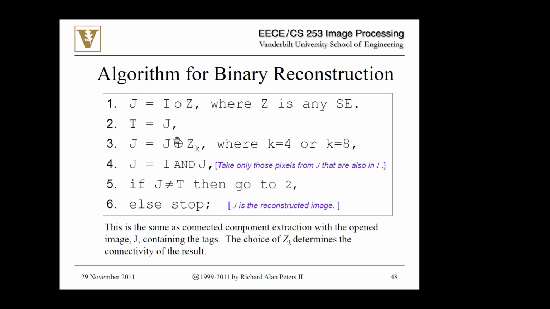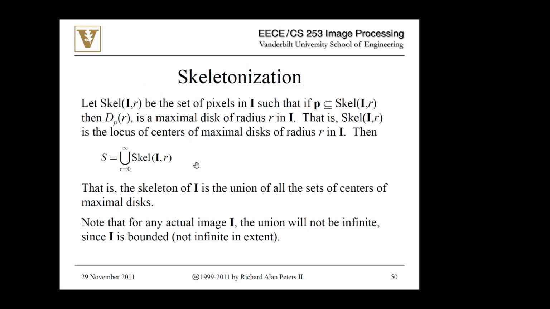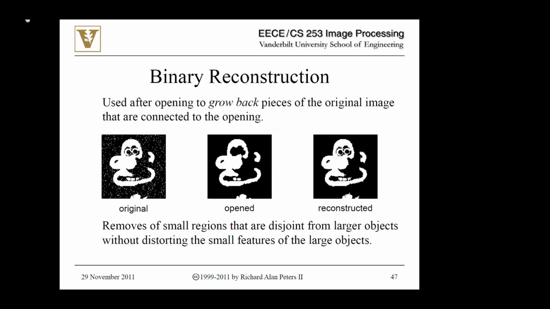So the process is first you open, then you dilate, compute the intersection, and then dilate, compute the intersection, dilate, compute the intersection, until it doesn't change. And then this is what we have. This is the result. You start with this, and then dilate, compute intersection. Dilate again, compute intersection. Then at the end, you can recover pieces of the underlying signal and get rid of the noise.